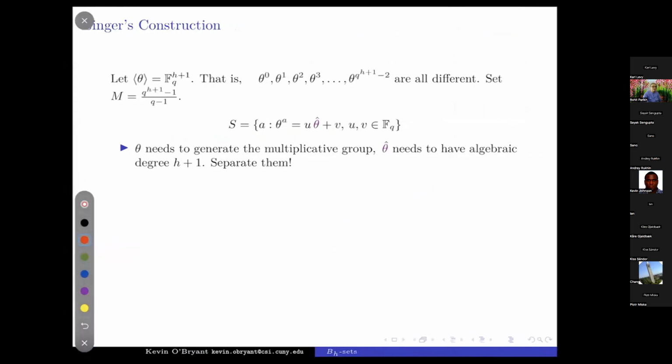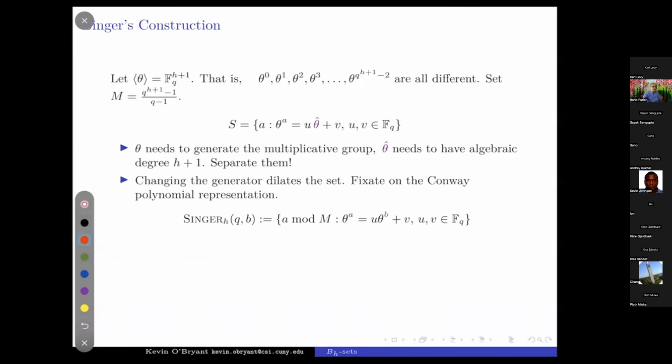Okay, so I alluded to this earlier. We need a theta that generates the multiplicative group and this theta hat to have algebraic degree h+1. These don't have to be the same thing. We can let theta hat be some other element of degree h+1. We can write down such an element as some other power of theta. So instead of theta hat here, we can write theta to the b.